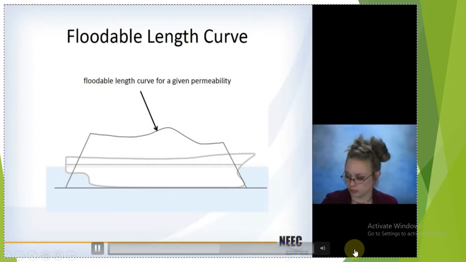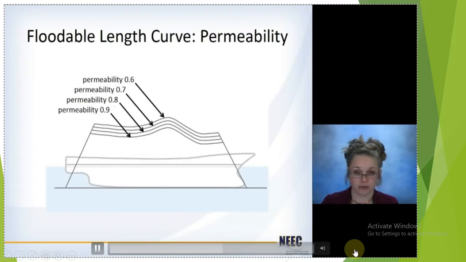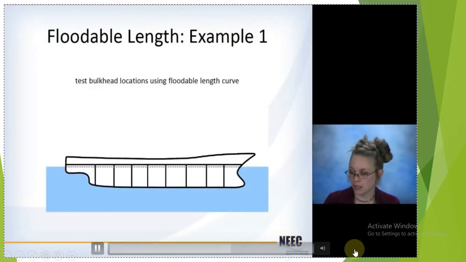And this is the traditional way that you would see a floodable length curve, with these diagonal lines showing how it changes, and then going back down to the bow and the stern there. You can take that floodable length and do it for different permeabilities for those spaces. You can either do it, as I've shown here, with one permeability going down the whole length of the ship. You can even do it piecemeal. Like if you know these different spaces have permeability of 0.9 or 0.8 or 0.7, you can do it in little bits and pieces. I've seen it both ways.